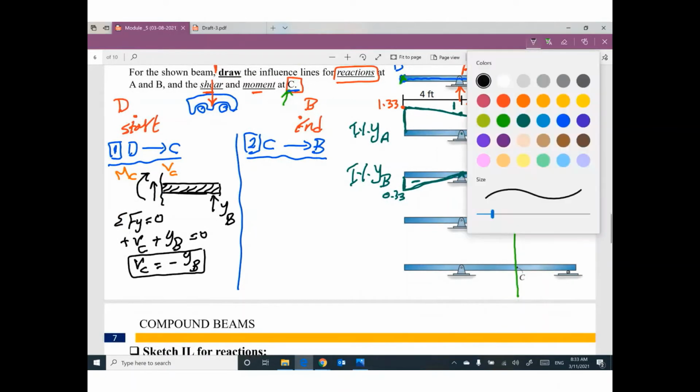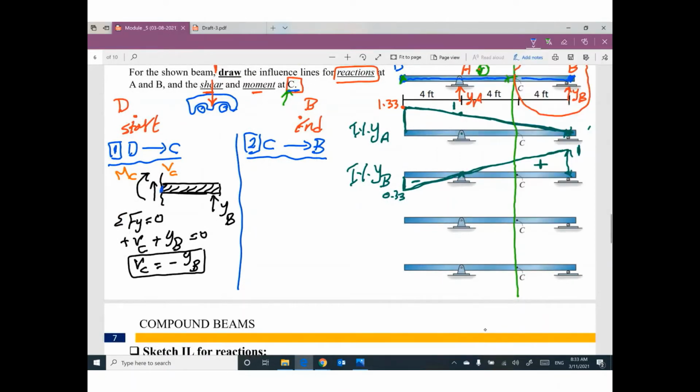If you take moment at C equals 0 and you assume this direction is positive, if you take moment at C, VC will be cancelled because we don't have distance. We still have MC and we have, remember this distance is 4 feet. We have negative YB times 4 equals 0. So MC in one side equal 4 YB.